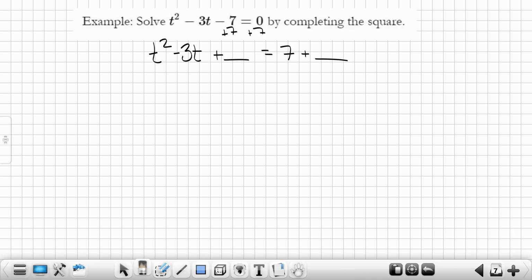I like to put plus gap, plus gap. Lets me know that I'm going to fill it in. Half of 3 is 1.5. I don't want to square decimals. So if I can't reduce the fraction, I just leave it as the non-reducible fraction. 3/2 squared, 3/2 squared, because that's what 3 divided by 2 is. This is now a perfect square. T comes down. Minus comes down. 3/2 squared.